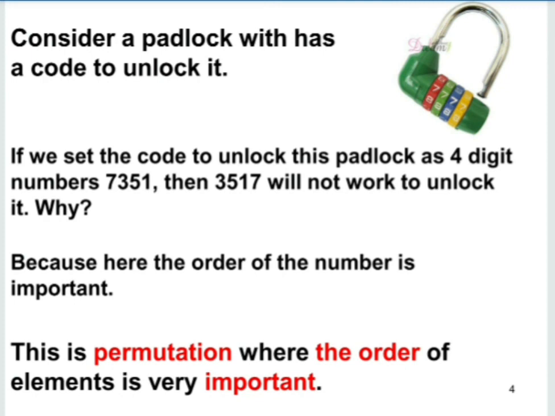So now let's look at a little bit about set induction. We have to consider a padlock which has a code to unlock it. If we set the code to unlock this padlock as the 4-digit number 7351, then 3517 will not work to unlock it. So why is this happening? Because here the order of the numbers is important. So this is permutation, where the order of elements is very important.